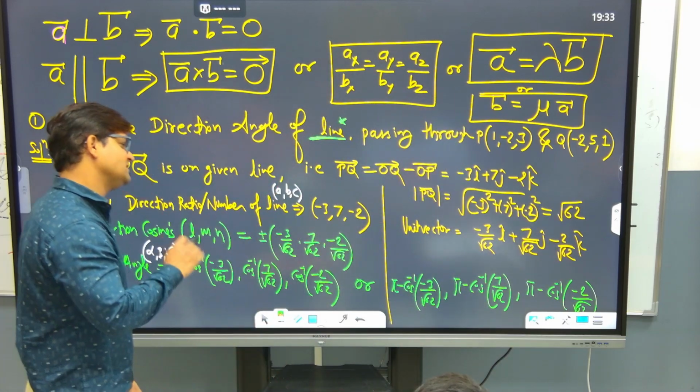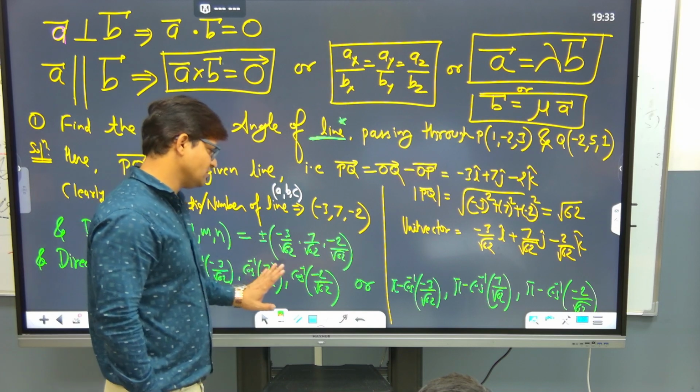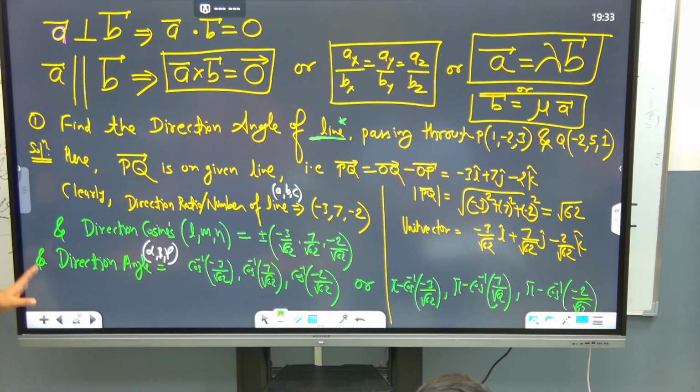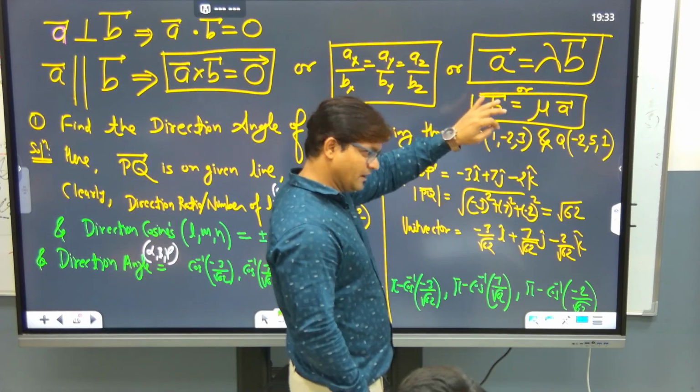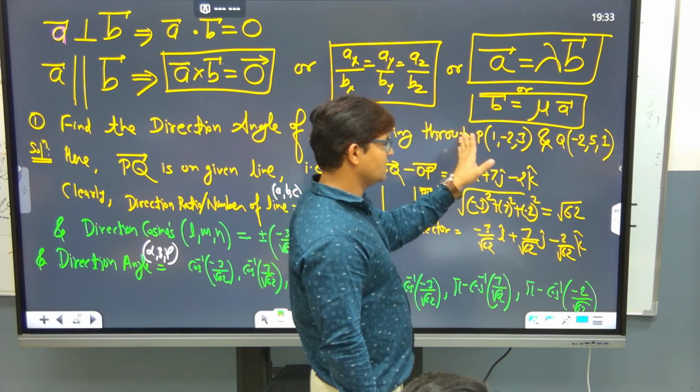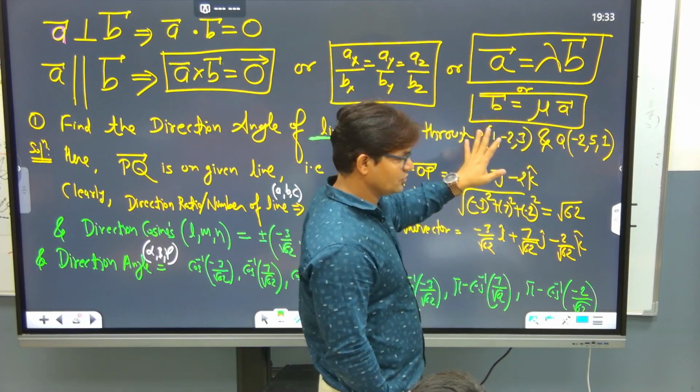Even in board examination we can write only one value, cos inverse. But it is better to understand the concept for line and for vector. In vector we have a perfectly unique case. If PQ is given, or we have to calculate PQ or QP, whatever.